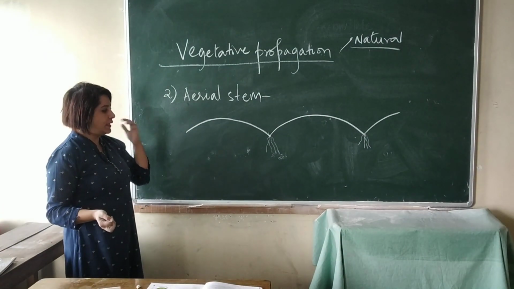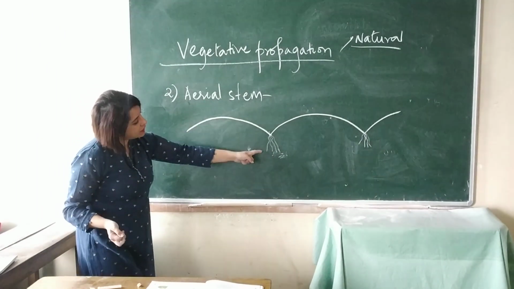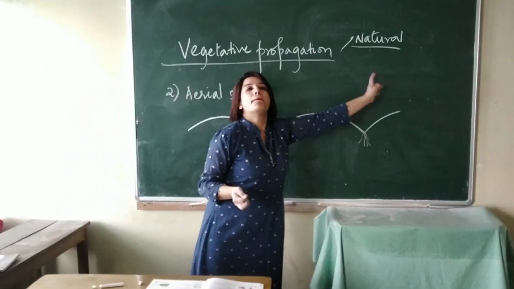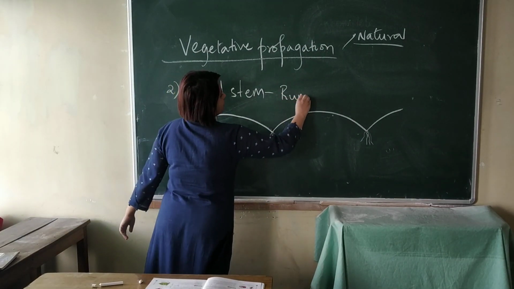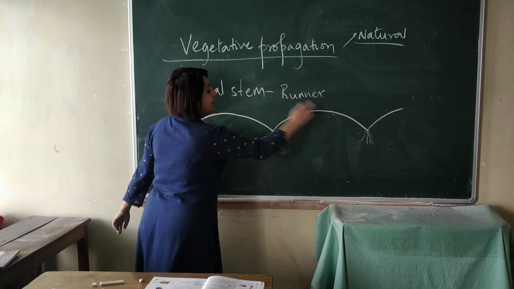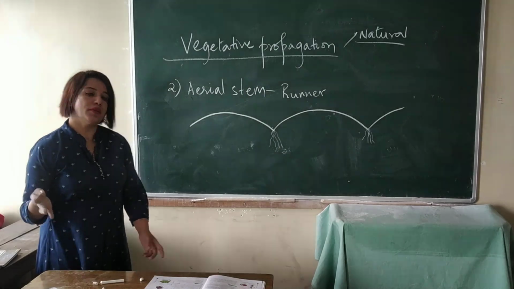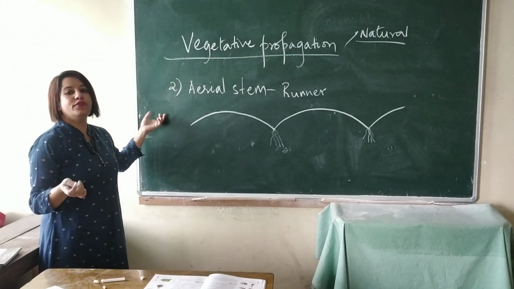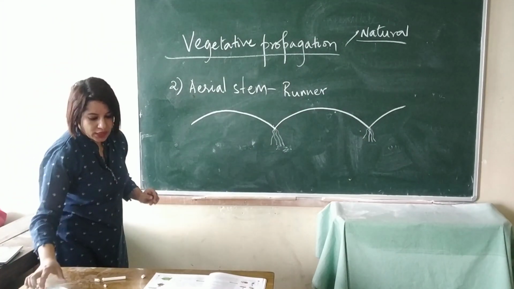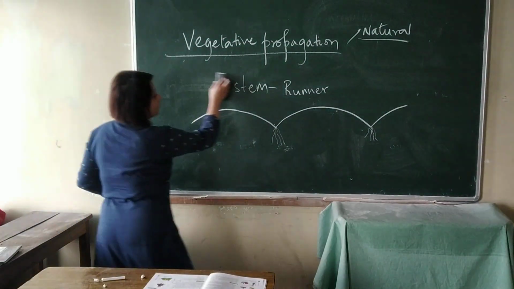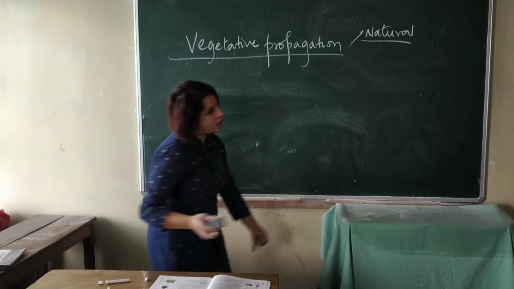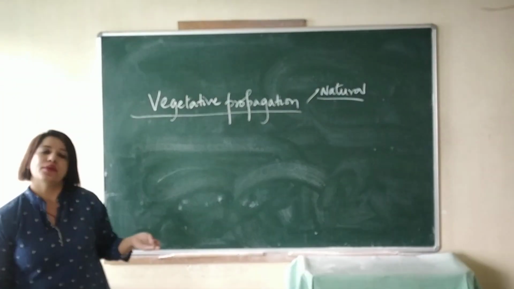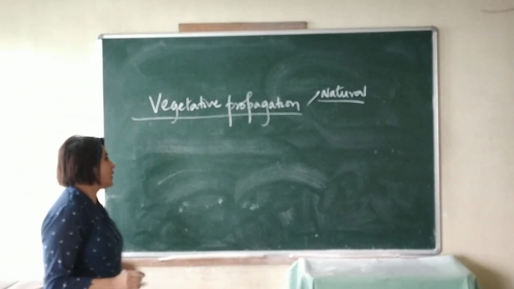So here the stem is giving rise to new plants. We also call it a runner. Since it looks like it is running, we call it a runner. And the example I gave you is strawberry. The next one is from roots. So we did two types of stems, underground stem and aerial stem, which help in vegetative propagation.